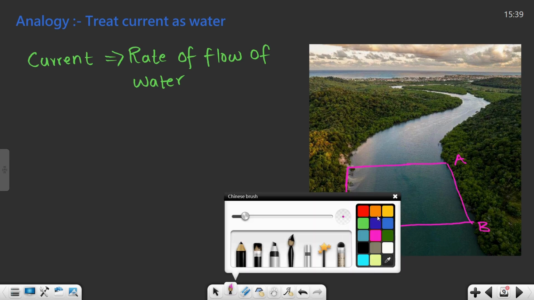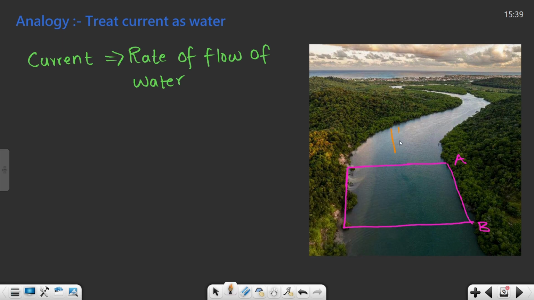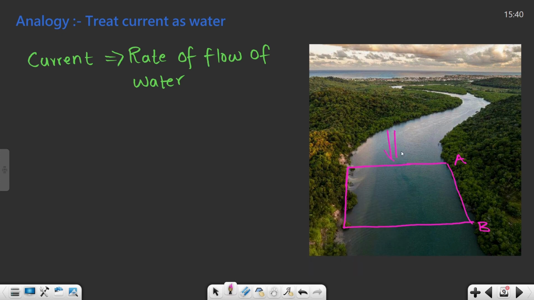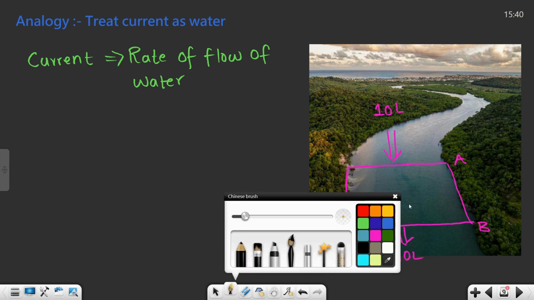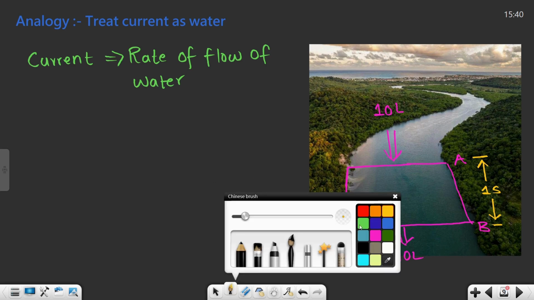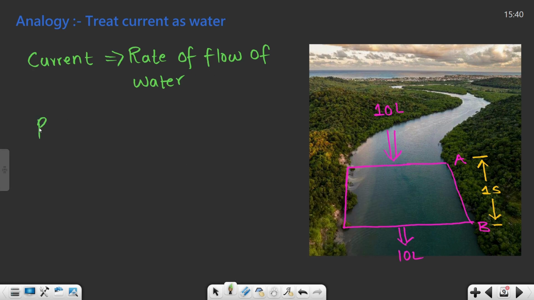Let's say 10 liters of water is entering at point A, and 10 liters of water is exiting from point B, and all of this is happening within 1 second. So what is the rate of flow of water? Let's write it in short as RFW, rate of flow of water. It is nothing but 10 liters per second.